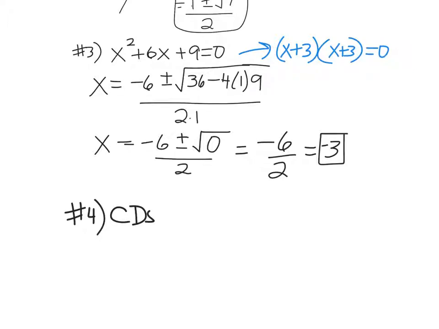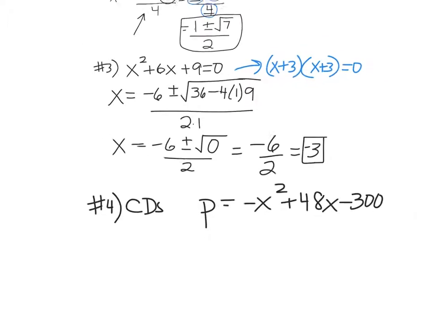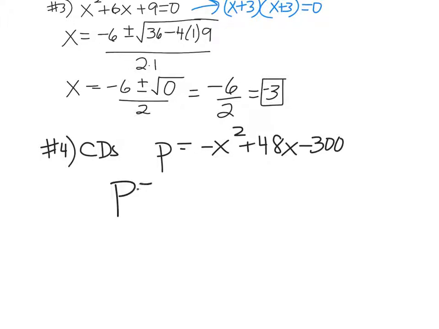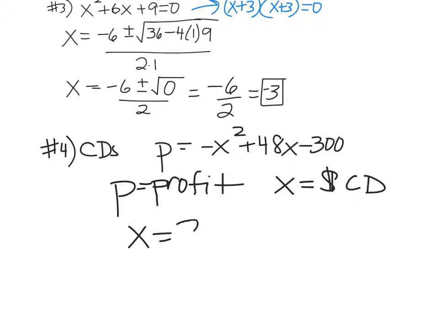All right, so you're going to sell some CDs, and the profit is going to be this model, which is negative x squared plus 48x minus 300. And P is the profit that you're going to make from selling these. And X is going to be the price of each CD that you're going to sell them for. Well, we want to find out how much we should sell our CDs for. So what should X be if we want to make a profit of $200?